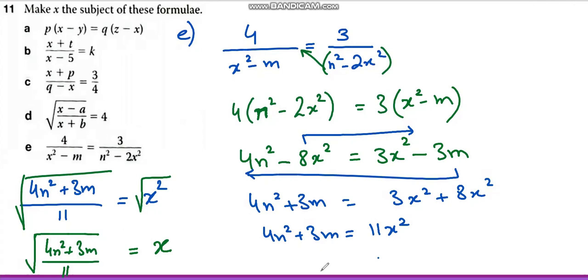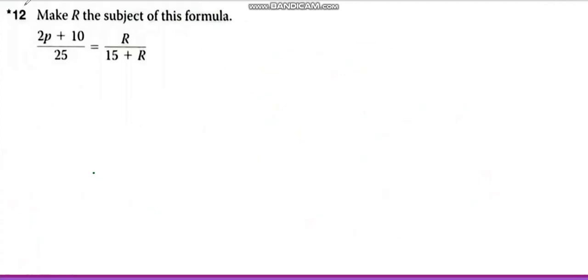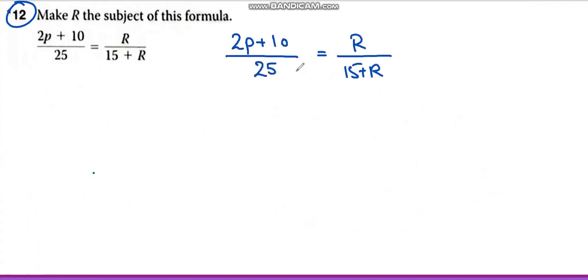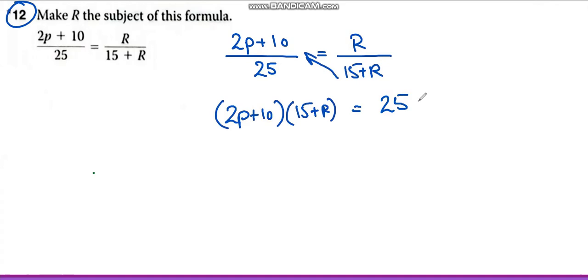I'm proceeding to the next question. In question number 12, they want us to make r the subject. So first of all, we again need cross multiplication. I will rewrite the equation like this. I can multiply 2p plus 10 with 15 plus r, and here I can multiply 25 with r, that will be 25r.